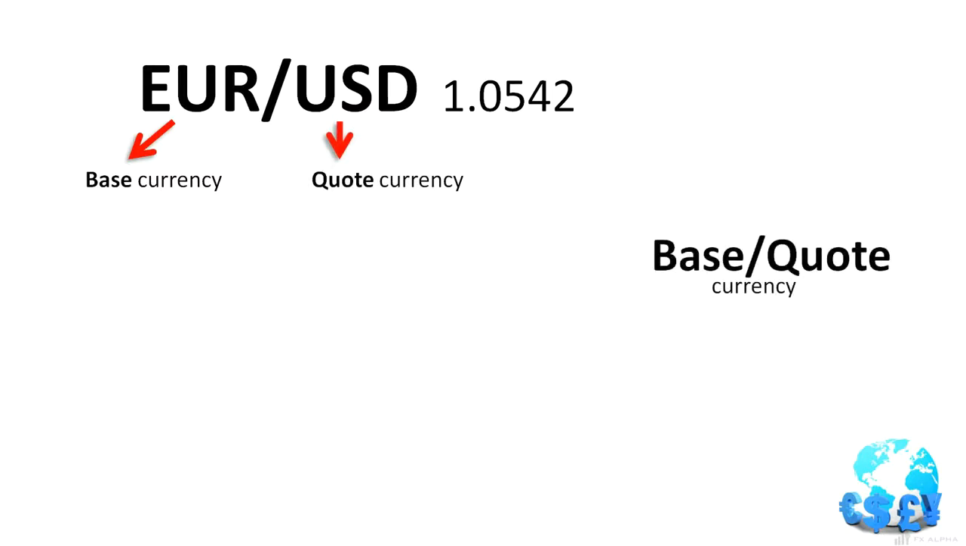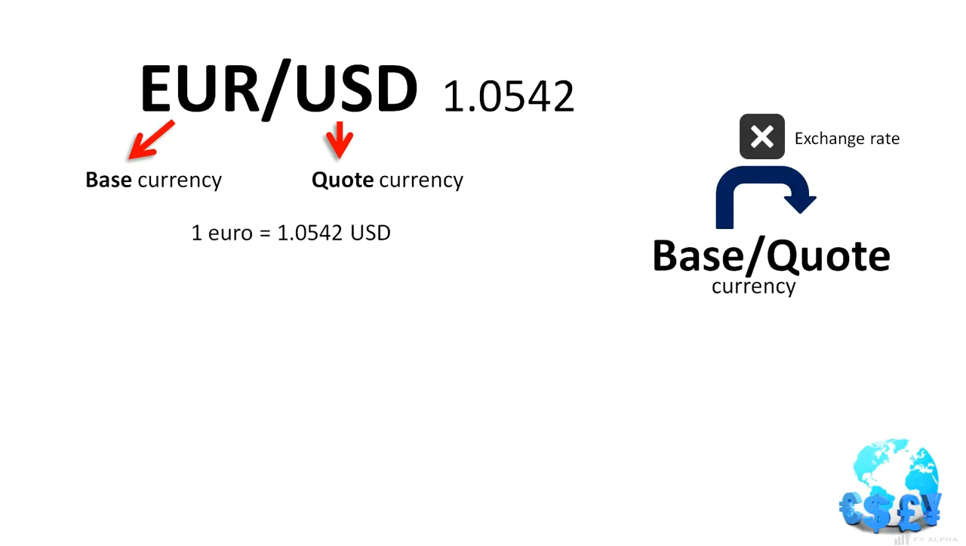In this case, the euro is the base currency. The US dollar is the quote currency. Next, we have to know the relationship between them. If we want to convert the base currency to quote currency, we multiply by the exchange rate. In this case, 1 euro is equal to 1.0542 US dollars.